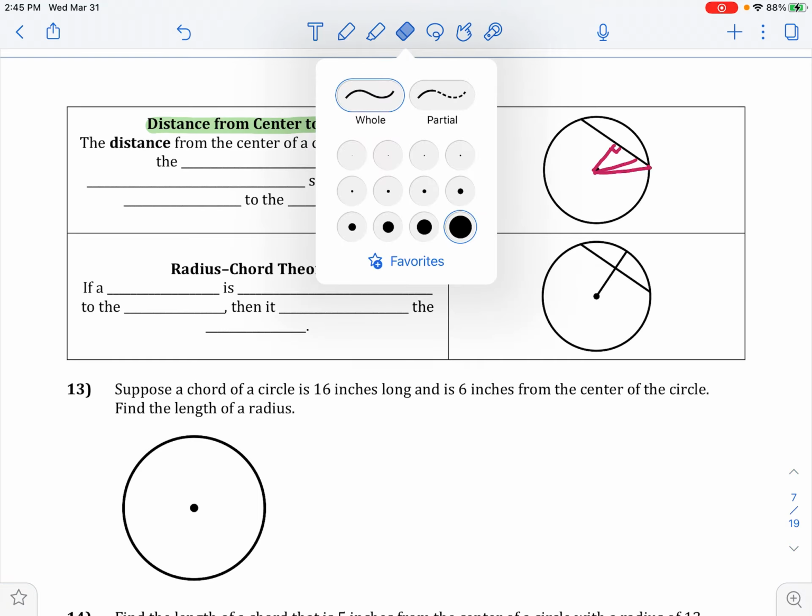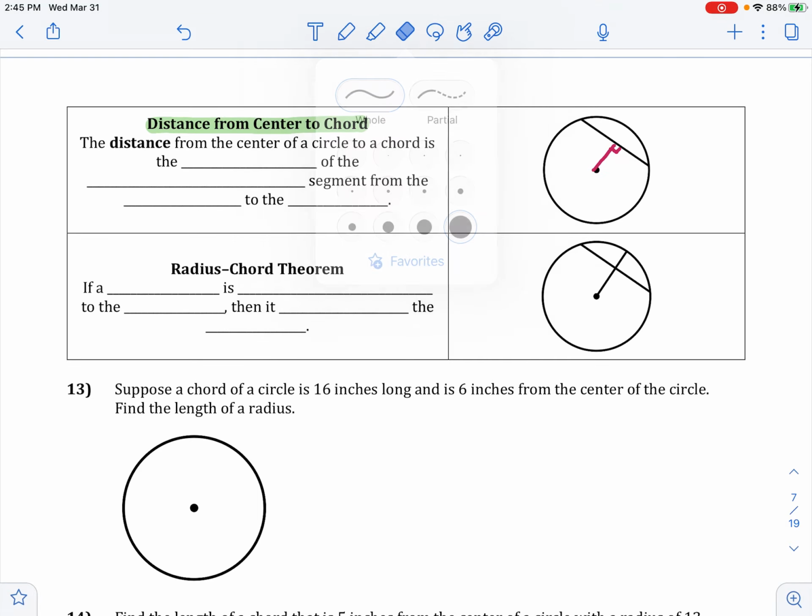So I'm going to erase those. Let's just undo. There we go. The actual distance is referred to that segment that's perpendicular from the center to the chord. So it's the length of the perpendicular segment from the center of the circle to the chord. That's what we call a distance. When they ask you to find the distance from the center of a circle to a chord, they want you to draw that perpendicular segment.